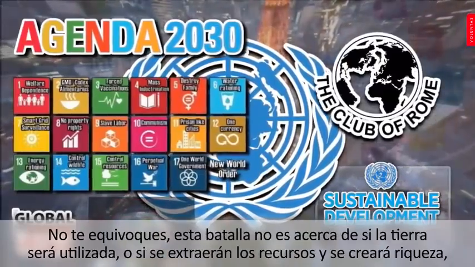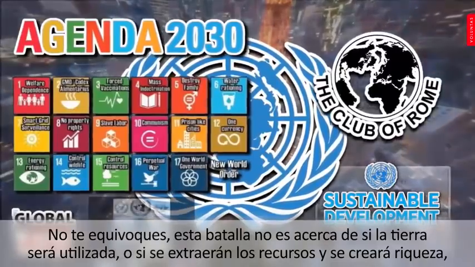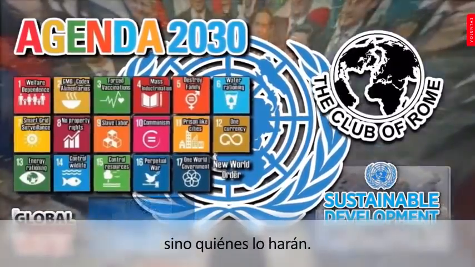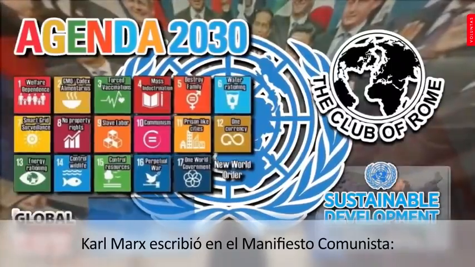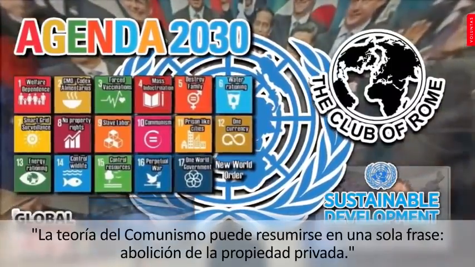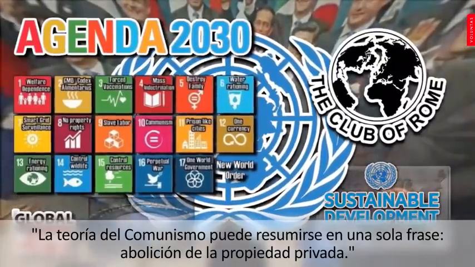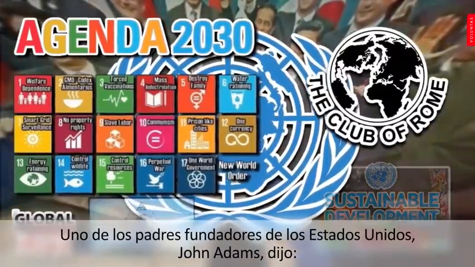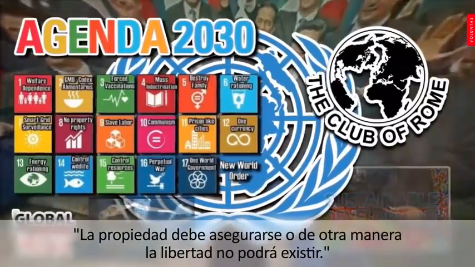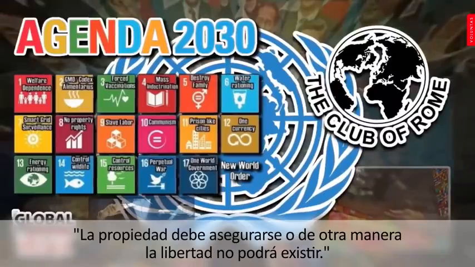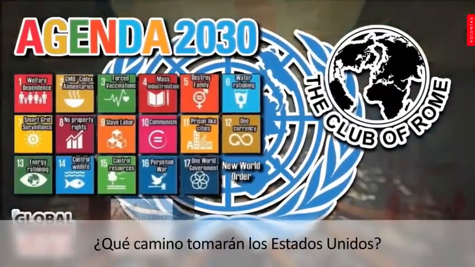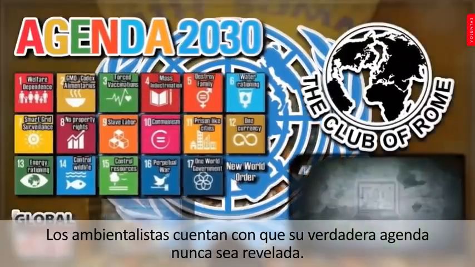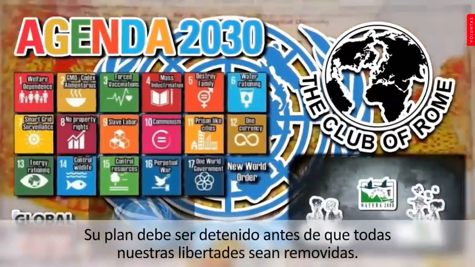Make no mistake, this battle is not about whether the land will be used, resources extracted, and wealth created, but by whom. Karl Marx wrote in the Communist Manifesto, "The theory of the communist may be summed up in the single sentence, abolition of private property." America's founding father, John Adams, stated, "Property must be secured or liberty cannot exist." Which course will America take? Environmentalists are counting on their agenda never being fully revealed. Their plan must be stopped before all of our liberty is taken.